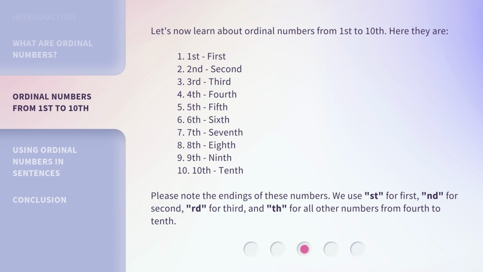Let's now learn about ordinal numbers from 1st to 10th. Here they are. 1. First, first. 2. Second, second. 3. Third, third. 4. Fourth, fourth. 5. Fifth, fifth. 6. Sixth, sixth. 7. Seventh, seventh. 8. Eighth, eighth. 9. Ninth, ninth. 10. Tenth, tenth. Please note the endings of these numbers.